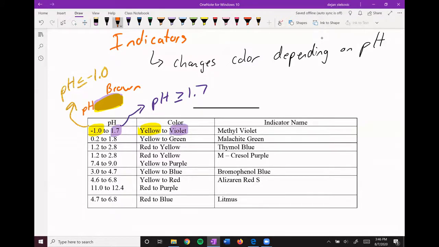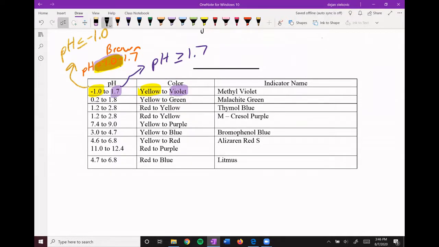So if you get a brown, that means that your pH is somewhere between -1 and 1.7. So you can see how these indicators can be useful. And you need to use multiple indicators because you don't know where your unknown's going to be. You don't know exactly. Depending on these color changes, you can get a rough estimate of the pH.